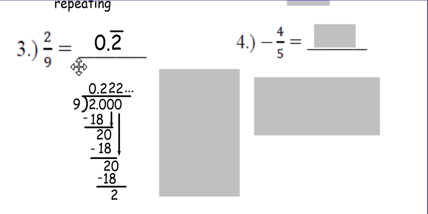So this is what our long division will look like. And you can stop once you start to notice that repeating pattern, but go far enough that you definitely see that it's going to keep repeating to be the same thing and not more than one number that repeats.